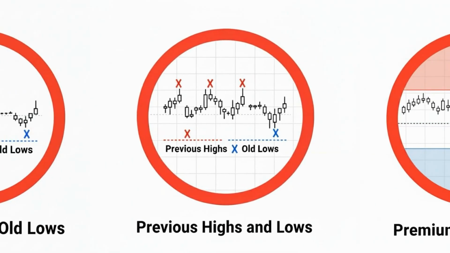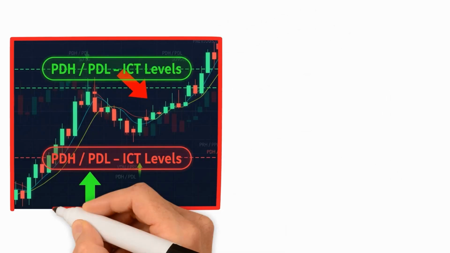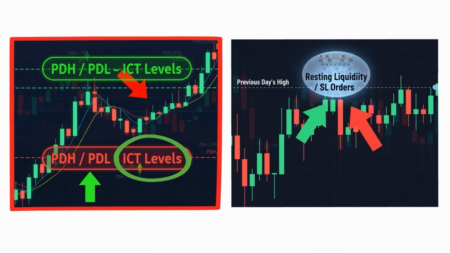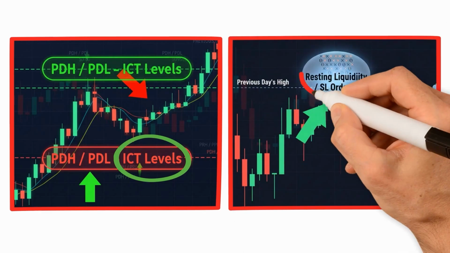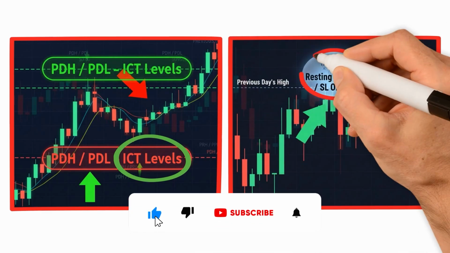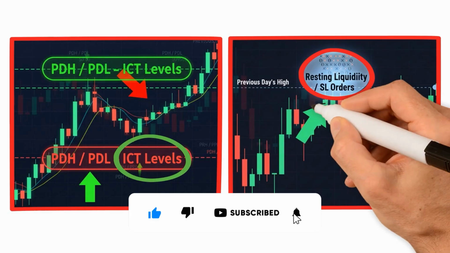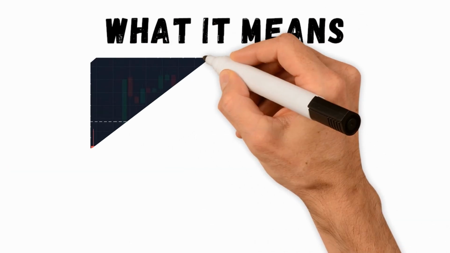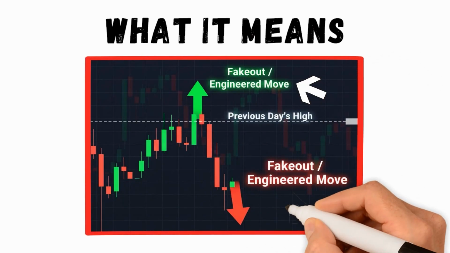Previous highs and lows. Previous session, day, or week highs and lows are important ICT reference points. These levels often contain resting liquidity from traders who place stops or breakout orders near session extremes. Price tends to be drawn to them, especially during key times of day. What it means: the market uses these levels to engineer moves and fake-outs.